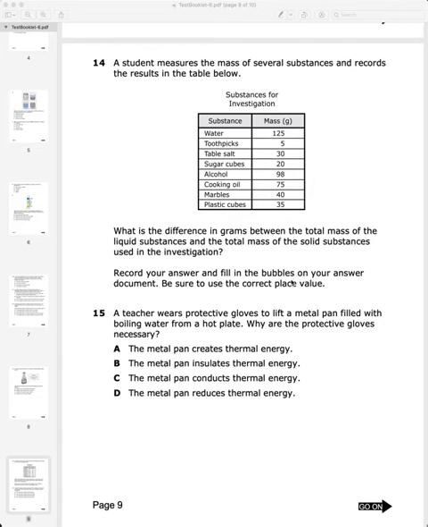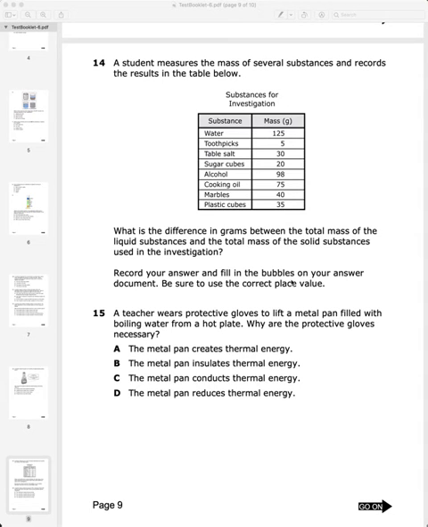Alcohol, 98 grams. Cooking oil, 75 grams. Marbles, 40 grams. Plastic cubes, 35 grams. What is the difference in grams between the total mass of the liquid substances and the total mass of the solid substances used in the investigation? Record your answer and fill in the bubbles on your answer document. Be sure to use the correct place value.